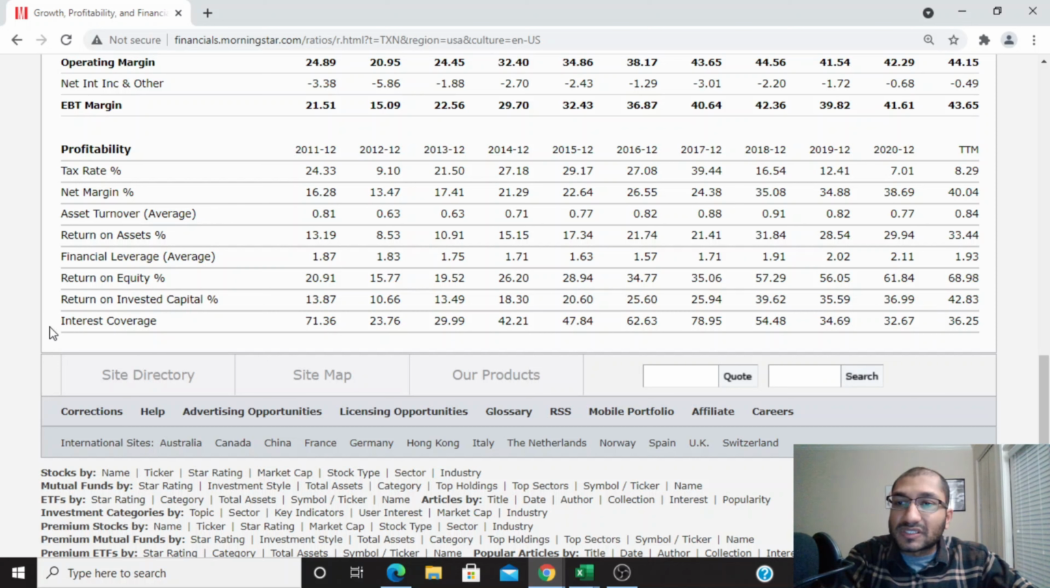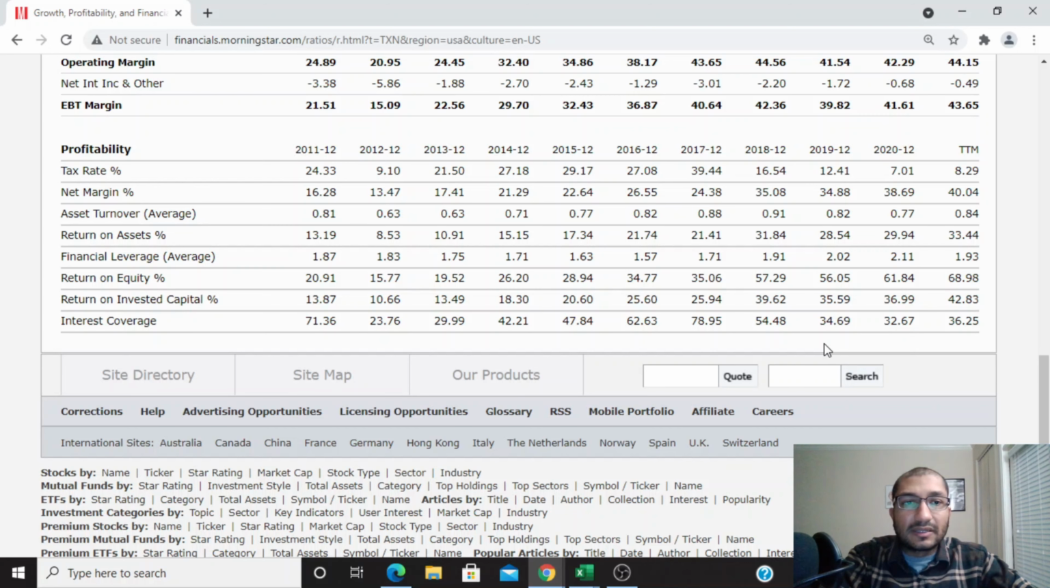Finally, looking at the interest coverage. The interest coverage compares the company's income to its interest obligations, so it gives us an idea of how many times the company can pay off its interest obligations using its income in that calendar year. Back in 2011, the company's interest coverage was about 71 times, and for the year 2020, it was about 33 times. Benjamin Graham, the father of value investing, preferred to only invest in securities that had interest coverage of 5 times or higher.